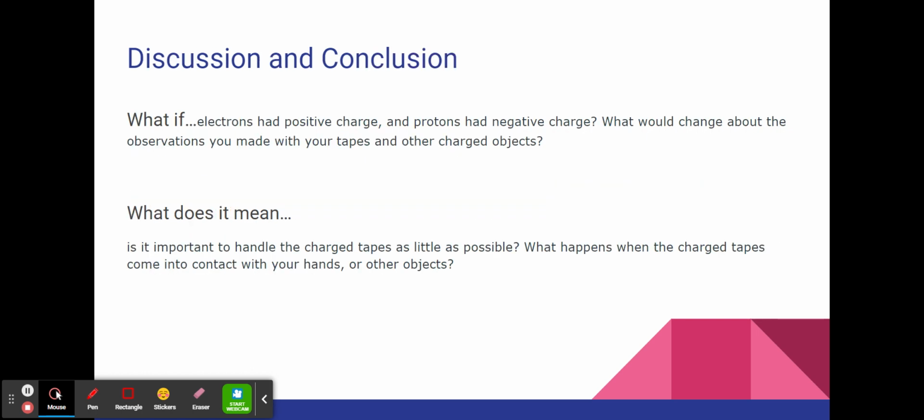And then, what if electrons had positive charge and protons had negative charge? What would change about the observations you made with your tapes and other charged objects? They'd be about the same. Like charges repel, so the labels would just flip.